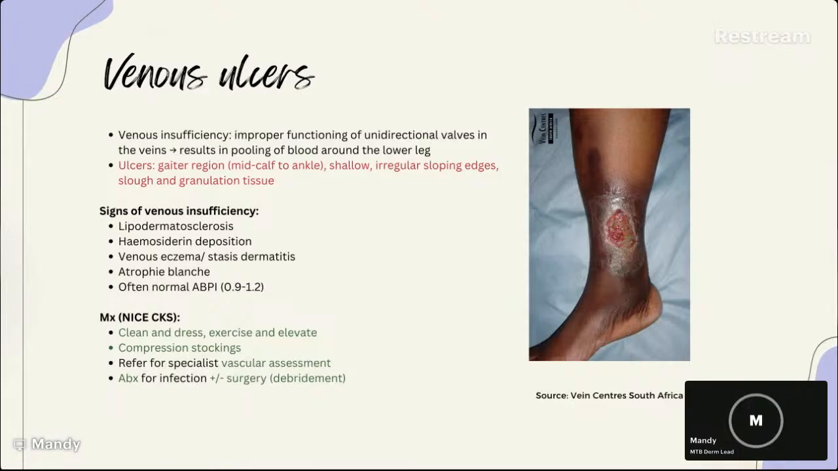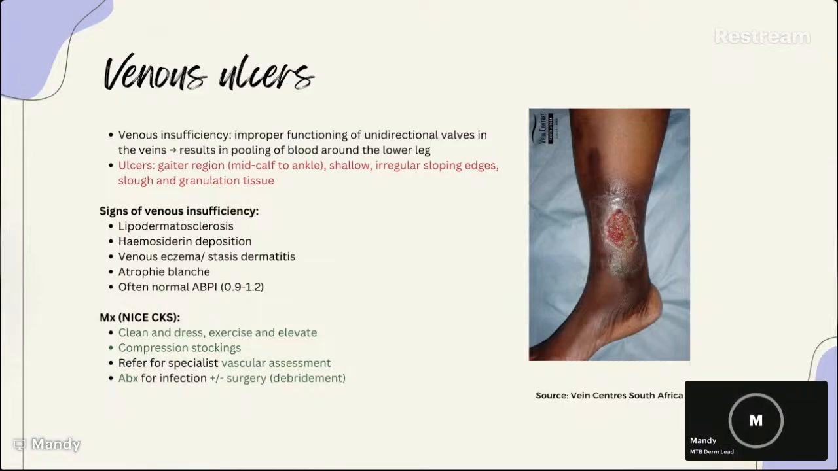It's usually due to venous insufficiency, which is improper functioning of the unidirectional valves in the veins, and that results in pooling of the blood around the lower leg. That's why venous ulcers are mainly seen within the gaiter region, which is the mid-calf to the ankle, and these ulcers are characterized by shallow, irregular, sloping edges, and there's often slough and also granulation tissue that is noticeable when you look at it.